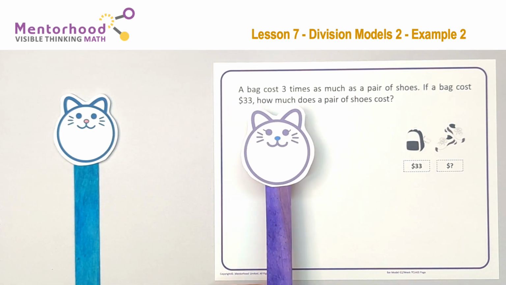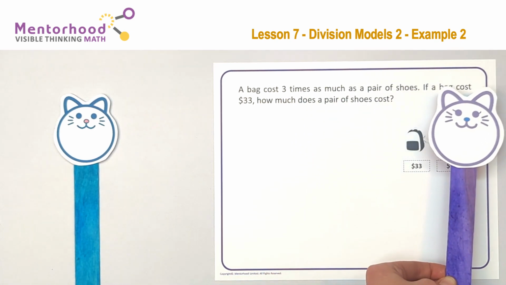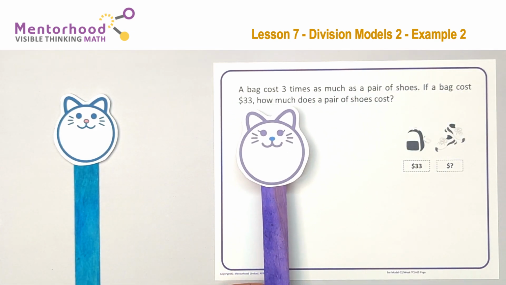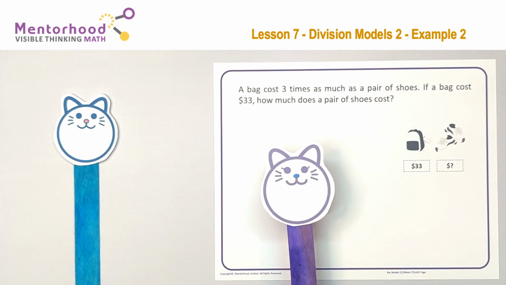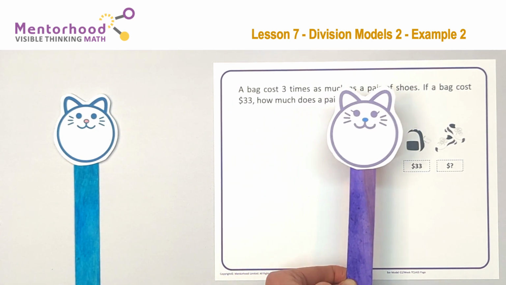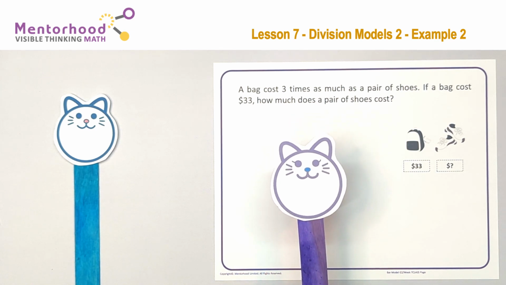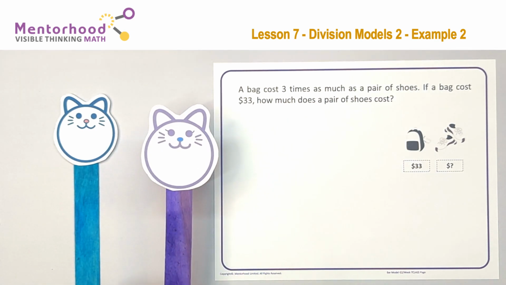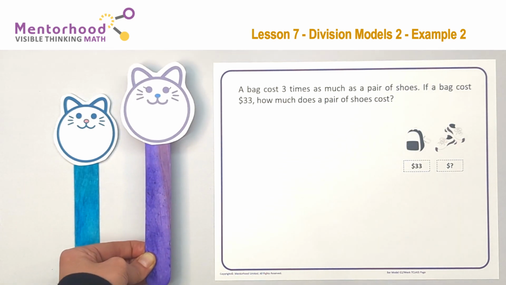A bag costs 3 times as much as a pair of shoes. If a bag costs $33, how much does a pair of shoes cost? Okay, the bag costs 3 times as much as the shoes. So how much does the shoes cost? Okay, Matthew, do you think you could tell me why this is a comparison model?